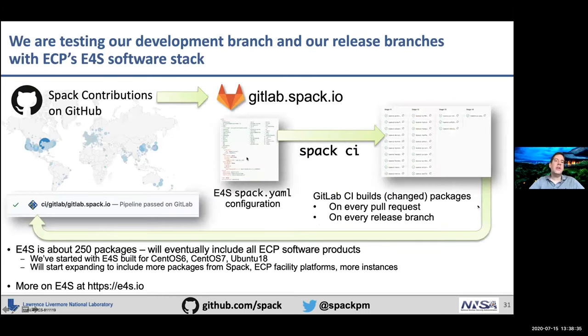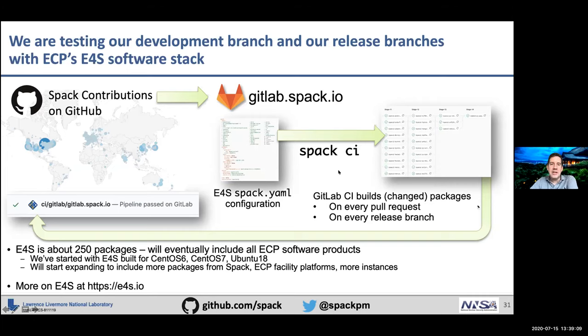The other thing that we've started doing in 0.15 that you might not notice is we've started using ECP's E4S software stack to test Spack. And so what I mean by that is Spack contributions are coming in on GitHub all the time. We're using the CI features that I pointed out earlier to test E4S with a YAML configuration just for E4S. And so E4S itself is like 50 or 60 different packages, and with dependencies, it's like 250 of them. That ECP cares about. It's coming out of the US Exascale Project's software technology stack.